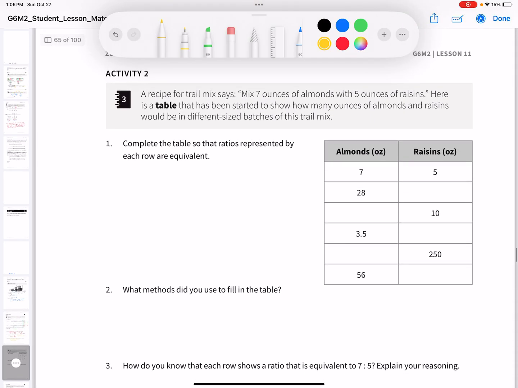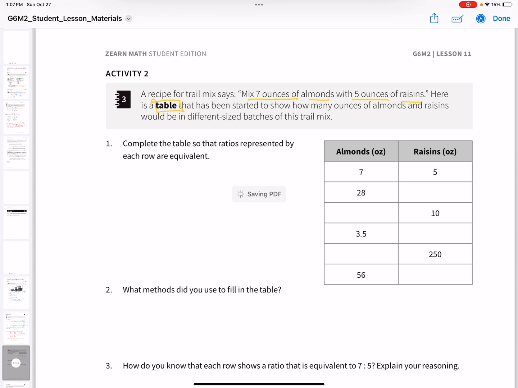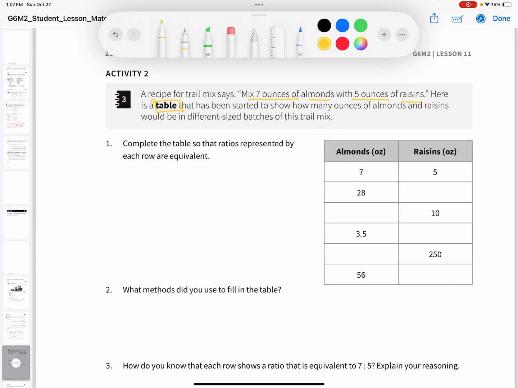All right. So if we don't want to do double number lines because we're working with such high numbers or possibly such small numbers, there's a different way we can do this. Here we go. A recipe for trail mix says mix 7 ounces of almonds with 5 ounces of raisins. Here is a table. So now instead of doing double number lines, we are going to learn a new tool, which is called a table. That has been started to show how many ounces of almonds and raisins would be in different size batches of this trail mix. So if you notice, each one of these has a heading.